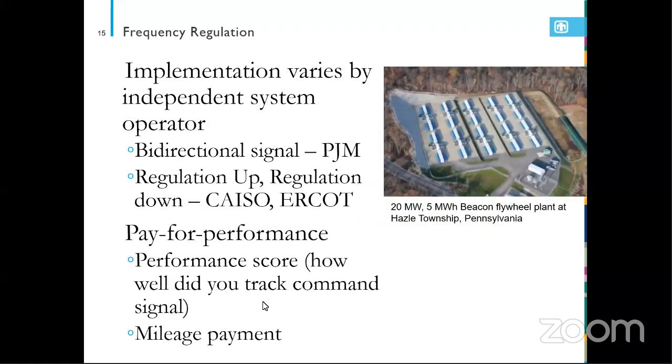Implementation also varies by independent system operator. In some regions, like PJM, it's a bidirectional signal. So if you sign up to provide frequency regulation, you have to both charge and discharge power. In other areas like CAISO and ERCOT, there's a separate regulation up and regulation down signal.